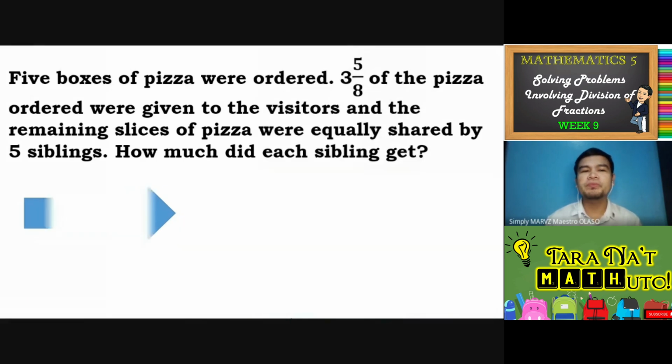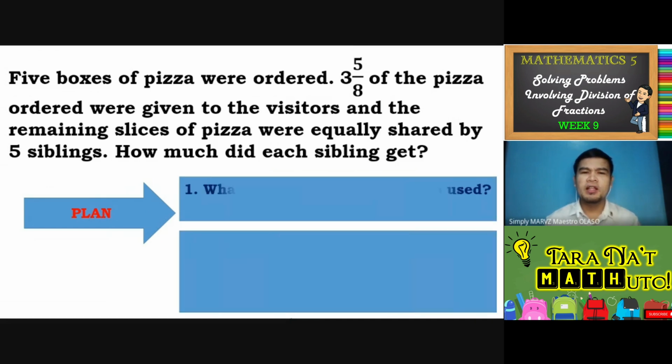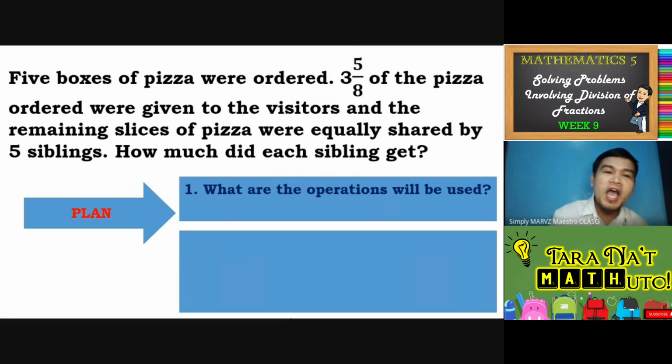Let's continue. After understanding now, nalaman na natin kung anong hinahanap, ilan ang given, let's have to plan now what we are going to do. Let's have what operations will be used. So it means that tatlo ang given natin, dahil dyan, yun ang nagbigay ng clue sa atin kung ilang operations ang gagamitin. Di ba? We have some clue words there. We have remaining. We have equally shared. So, what operations will be used to solve the problem?